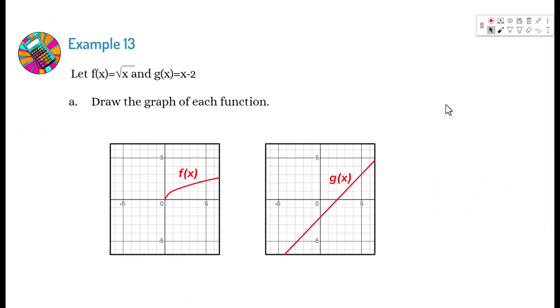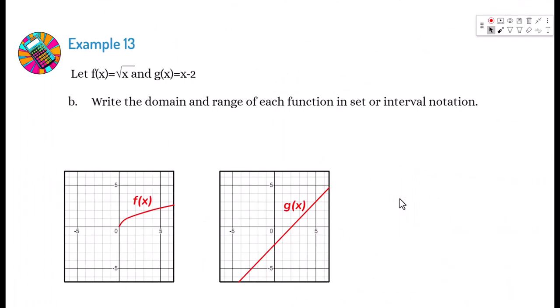Well, welcome back. We can't get enough of graphing. So let's go ahead and draw the graphs of each of these functions. Boom, I've already done it. All I've done is put these graphs, f of x, which is the square root of x, and g of x, which is the linear graph x minus 2, here together like that.